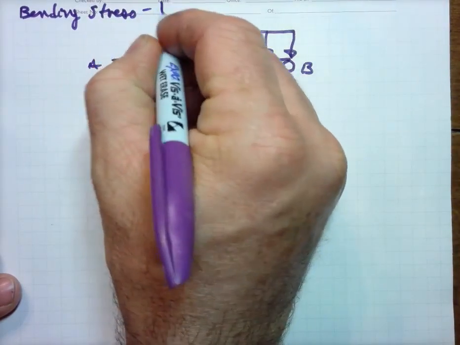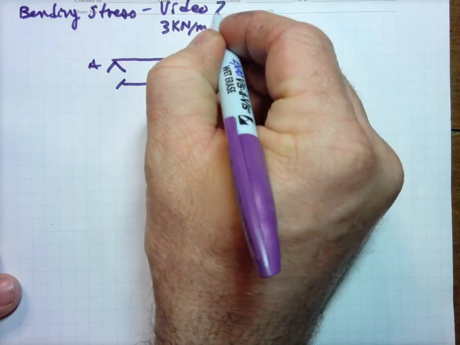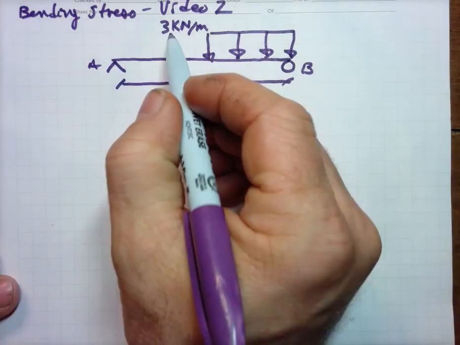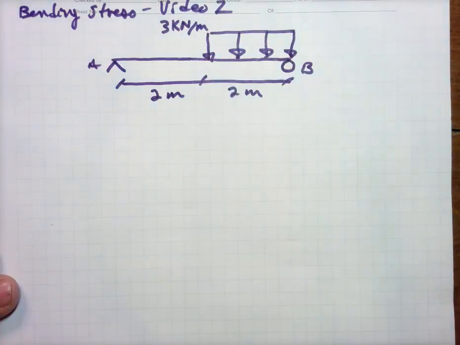Bending stress, video 2. So I've got a little beam here. It's 4 meters long, and on the right 2 meters there's a 3 kilonewton per meter distributed load. What I would like to do is to find the maximum stress in this beam.